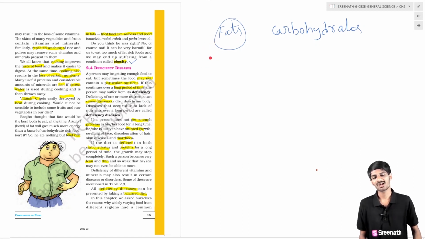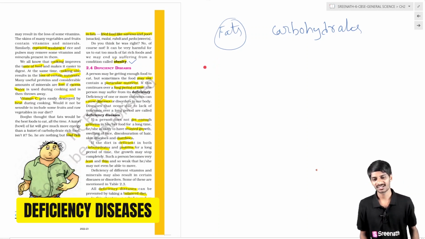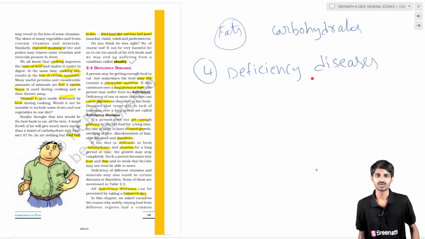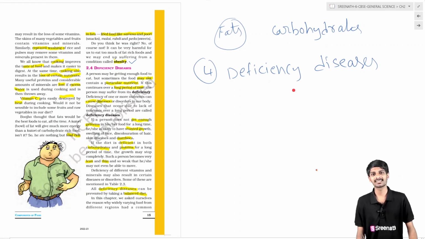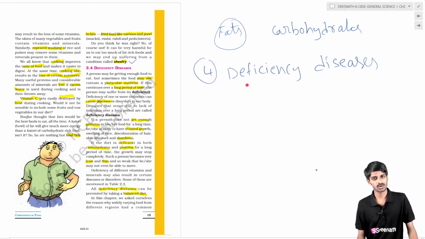Okay, finally we have completed our third topic. Now we are going to learn the fourth topic. What is it? Deficiency diseases. What are the diseases we will get when we don't take a balanced diet, or when we don't take the required nutrients in our food? If we don't take the nutrients required by our body, then our body will get some diseases. So what are those diseases we are going to learn?